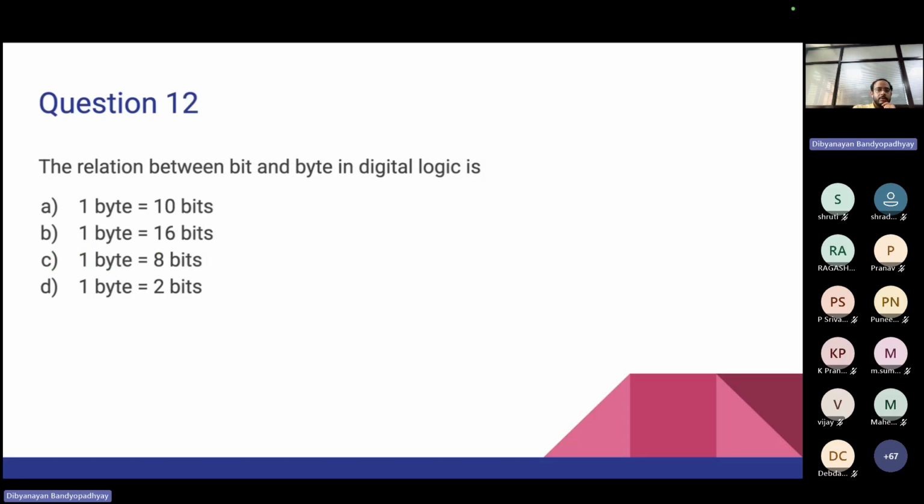So the relation between bit and byte in digital logic. This is a very simple question actually. I think everybody knows it. How many bits equal 1 byte? 1 byte is equal to 8 bits. Option C.